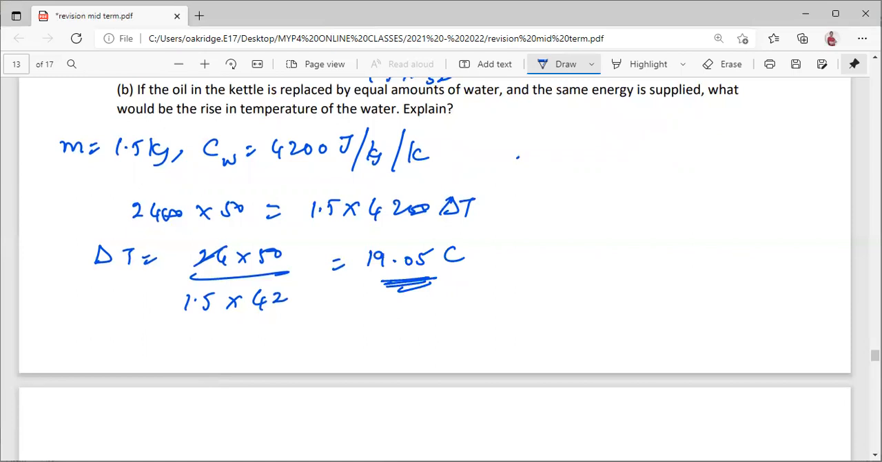What does it tell you? It tells you that water is a great insulator, right? It does not take up the energy so fast. You need to supply a larger amount of energy to increase its temperature.